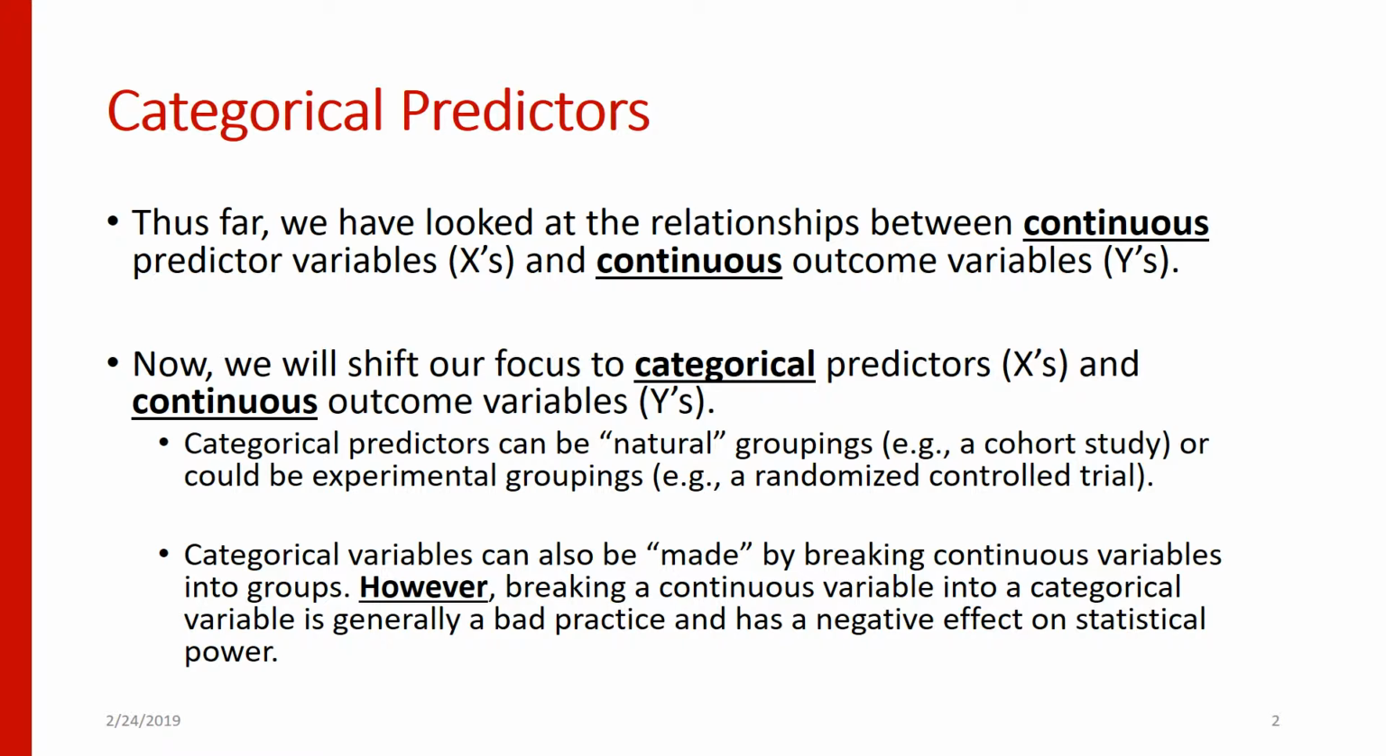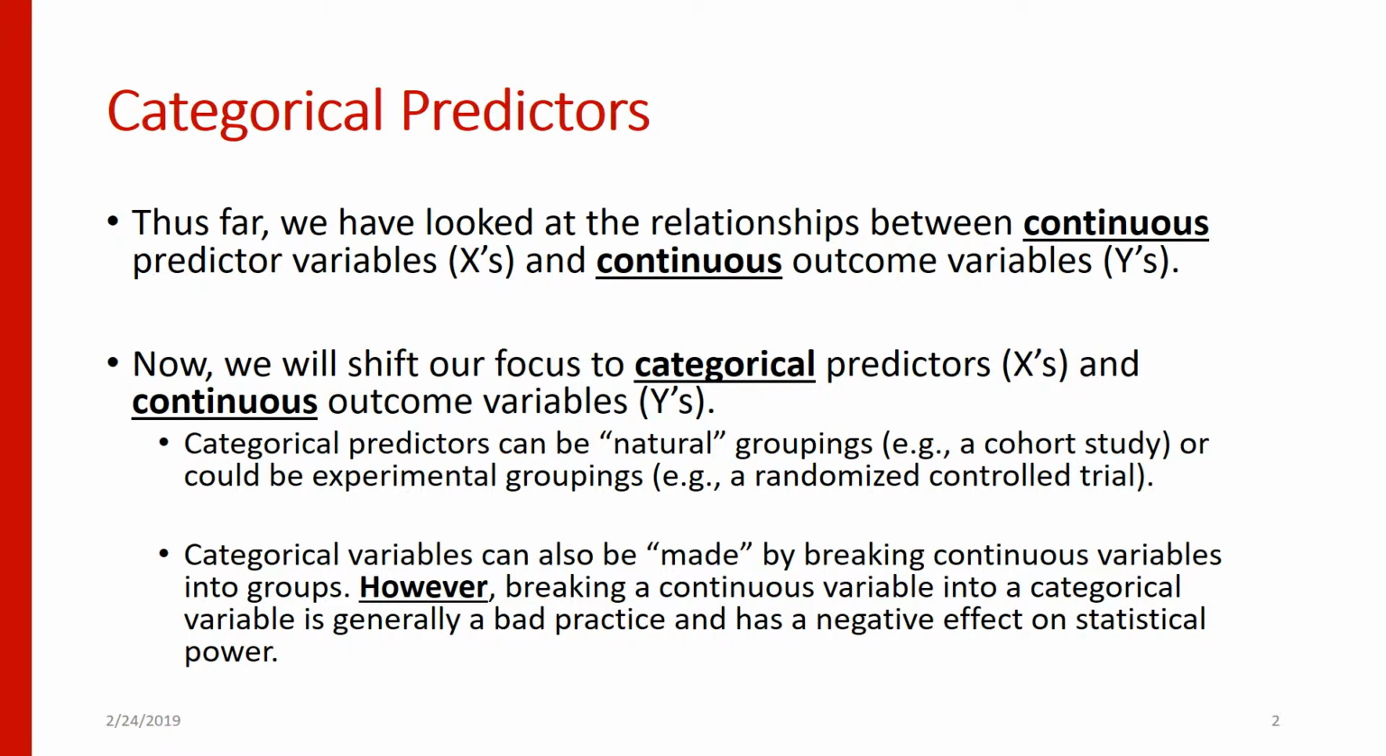So these categorical predictors might be natural groupings. For instance, like in a cohort study, we might have smokers and non-smokers, patients with a disease versus healthy controls, right? Or we might have males and females. There might be natural categories into which people fall and on which we will analyze our data. However, these could also be, and probably often will be, experimental groupings, right? If I'm designing a randomized controlled trial, I might randomly assign people to the control group or the experimental group, or I might randomly assign people to more than two groups if I have a design with multiple levels of the factor.